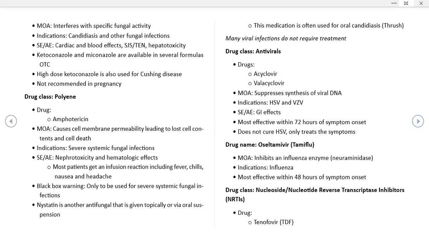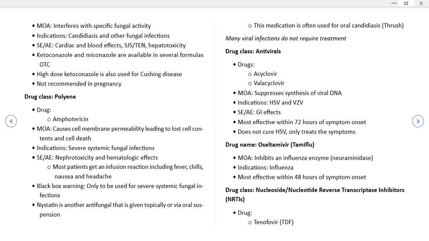Candidiasis, you should recognize oral candidiasis is known as thrush. The adverse effects of these medications, there is a whole bunch of them: cardiac and blood effects, Stevens-Johnson syndrome or toxic epidermal necrolysis. Those are severe dermatological issues, as well as hepatotoxicity. Ketoconazole and miconazole are available in several formulas over the counter to be used topically for different infections such as jock itch and vaginal yeast infections.